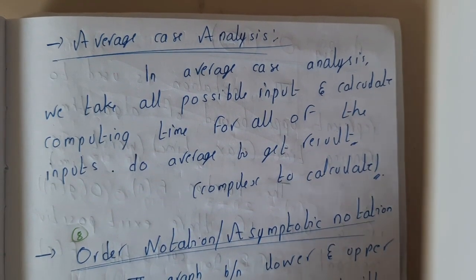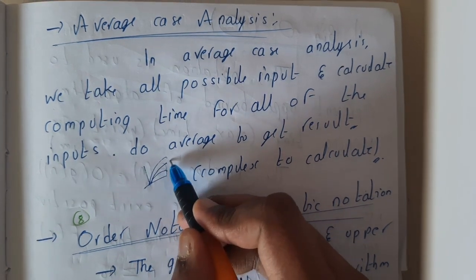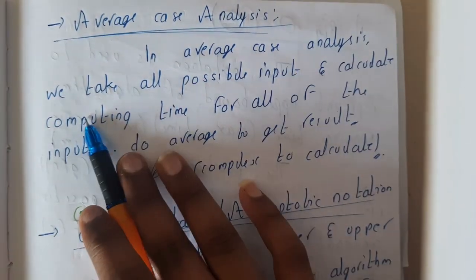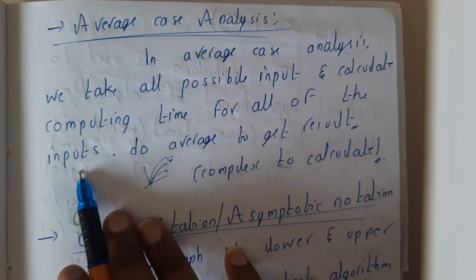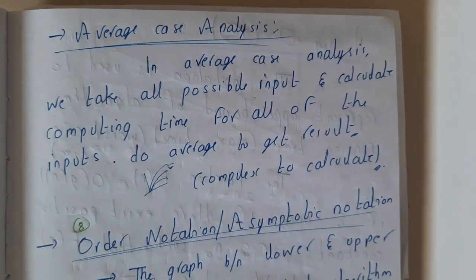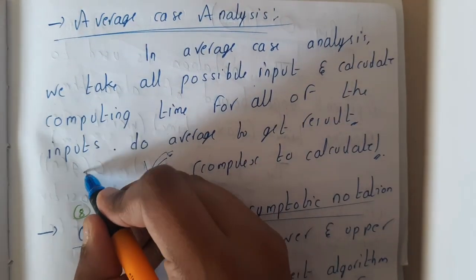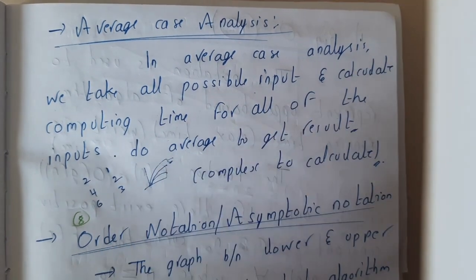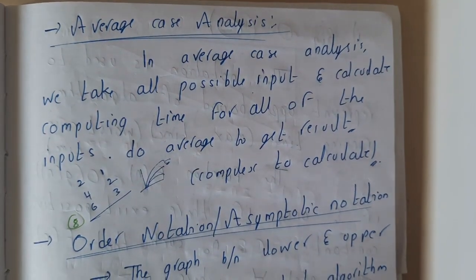Average case is nothing but in between both of them. In average case analysis, we take all possible inputs and calculate the computation time for each input. How much time it takes for this input, how much for that input. Let us assume 2 inputs took 1, 4 inputs took 2, 6 inputs took 3, and so on. Then you take the average of those results to get the average case time. I hope everyone got a clear idea.